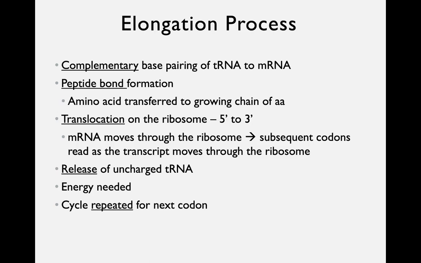As those amino acids get transferred over and grow into that long chain, the tRNA that is now uncharged, that's lost its amino acid to the growing chain, will get kicked out of the ribosome. It's been used. And then the whole cycle is repeated for the next codon. We still need energy for this process. So initiation and elongation require energy.